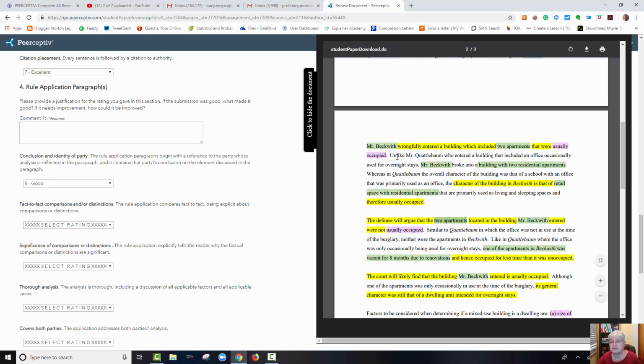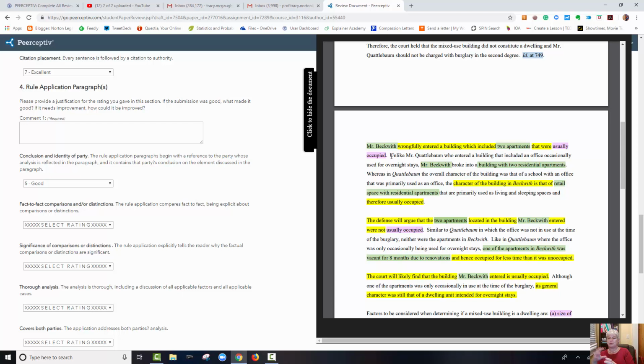Fact-to-fact comparisons or distinctions. "Unlike Mr. Quattlebaum, who entered a building that included an office occasionally used for overnight stays, Mr. Beckwith broke into a building with 2 residential apartments." So there's a comparison. Quattlebaum entered a building that had an office occasionally used, whereas Beckwith broke into a building with actual residences. Whereas in Quattlebaum, the overall character of the building was that of a school with an office that was primarily used as an office, the character of the building in Beckwith is that of retail space with residential apartments that are primarily used as living and sleeping spaces and therefore usually occupied. So those are great.